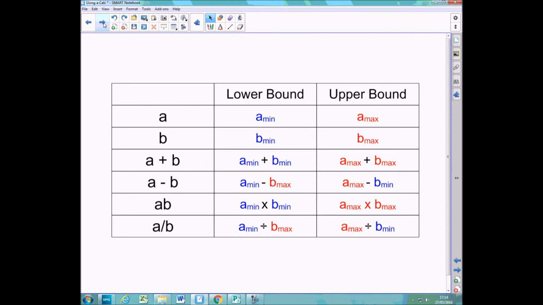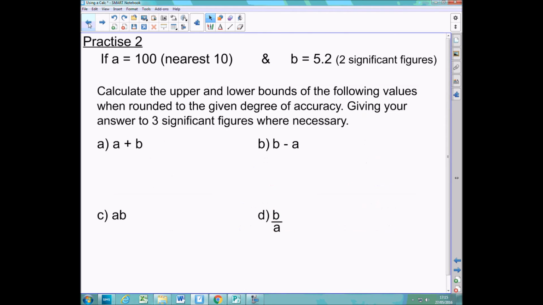Okay, so all of this is summed up in this table here. So it's a good one to just have to hand whenever you're doing any calculations. And hopefully with a little bit of practice or just a little bit of thought, you can work these sorts of things out for yourself. Okay, so here are 4 questions for you to have a quick practice at. Again, pause the video and then we'll run through the answers in a moment.